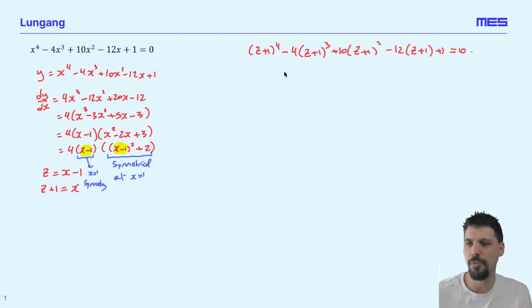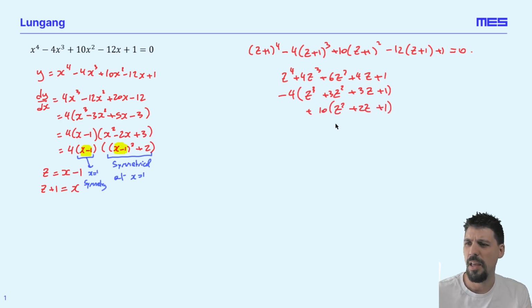Okay, z plus 1 to the 4. I'm going to write this way: z to the 4 plus 4z cubed plus 6z squared plus 4z plus 1. Then minus 4 times, we'll do the cubic, z cubed plus 3z squared plus 3z plus 1. Then we'll do the quadratic, plus 10 times z squared plus 2z plus 1. And then the linear one, minus 12 times z plus 1. All of that equals 0.